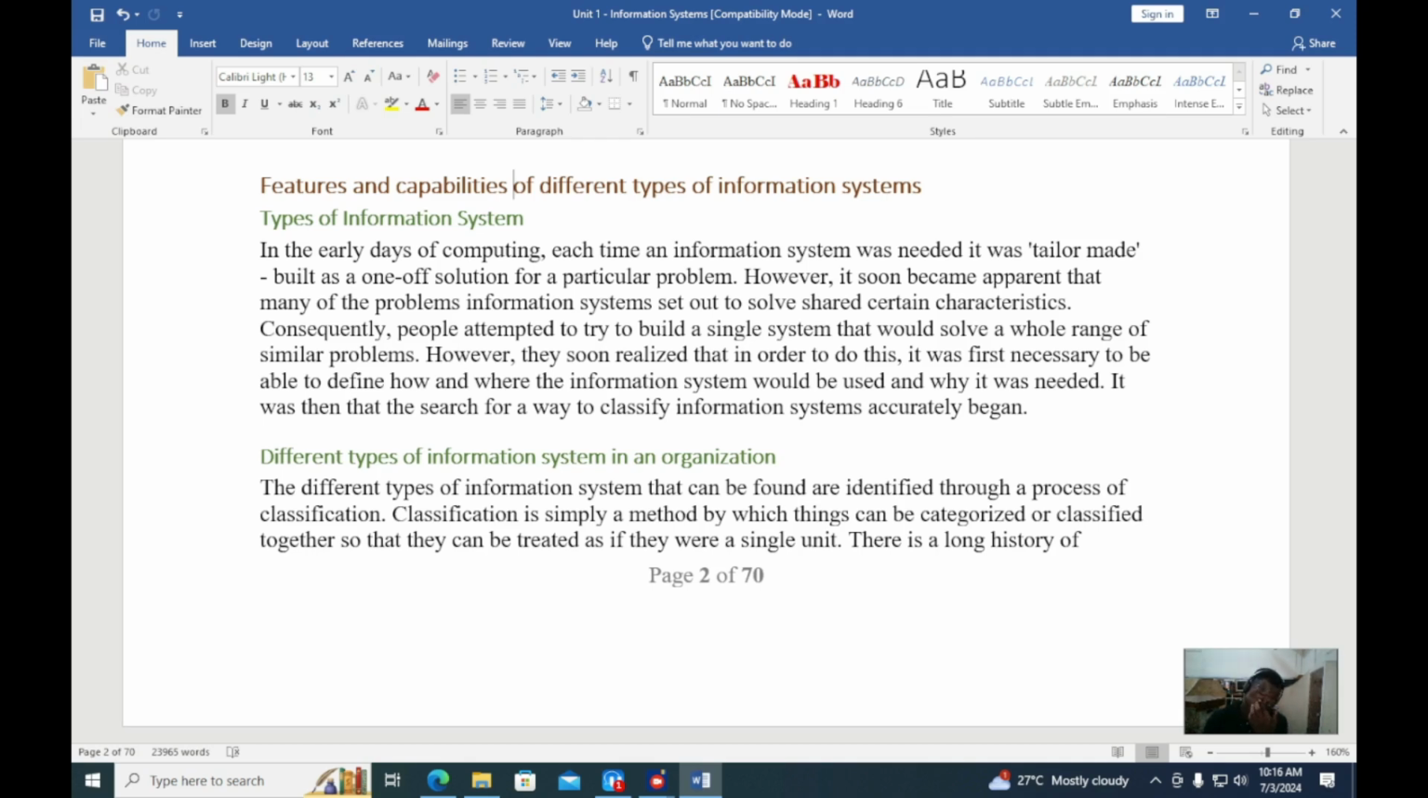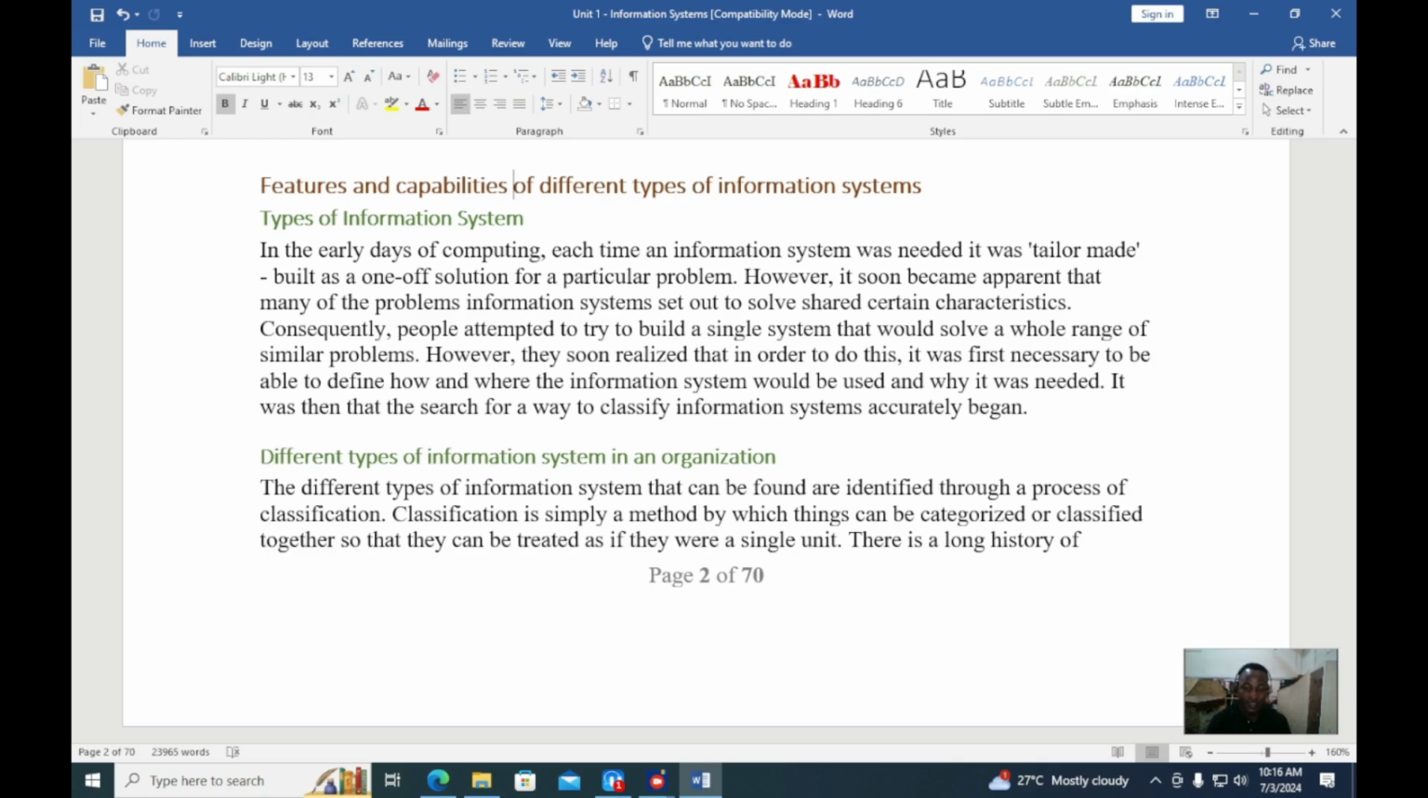We are not able to get information about the sales from our branch, for instance. So we are creating a solution for that particular problem at that particular time. That's what we call tailor-made. We are building it for that particular solution. We are building that one solution for that particular problem.